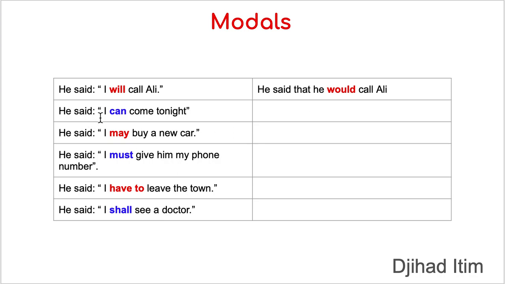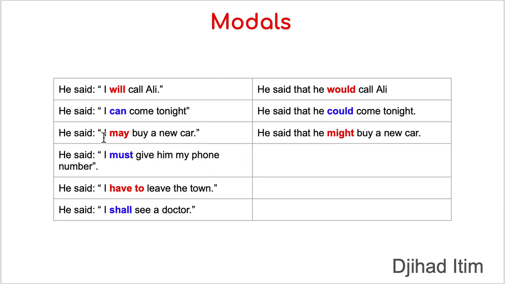The second one, he said, "I can come tonight." So we say he said that he could come tonight. He said, "I may buy a new car." So here he said that he might buy a new car, from "can" to "could," from "may" to "might." He said, "I must give him my phone number." So here we say he said that he had to give him his phone number. From "my" to "his," "must" to "had to," and "I" to "he." We omit quotation marks and the colon and add "that" here.